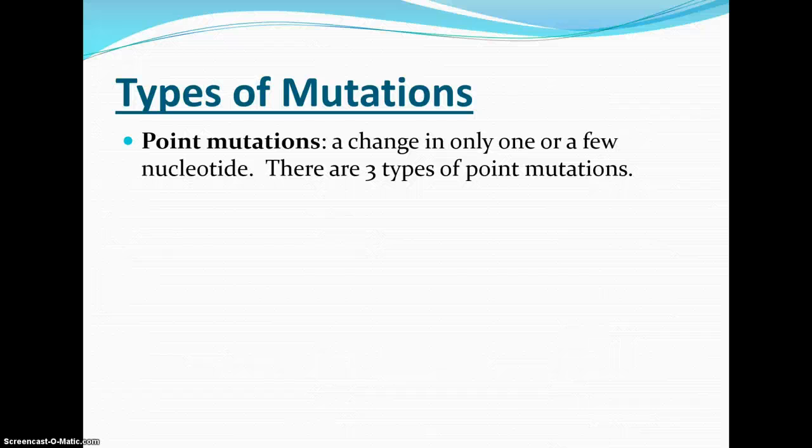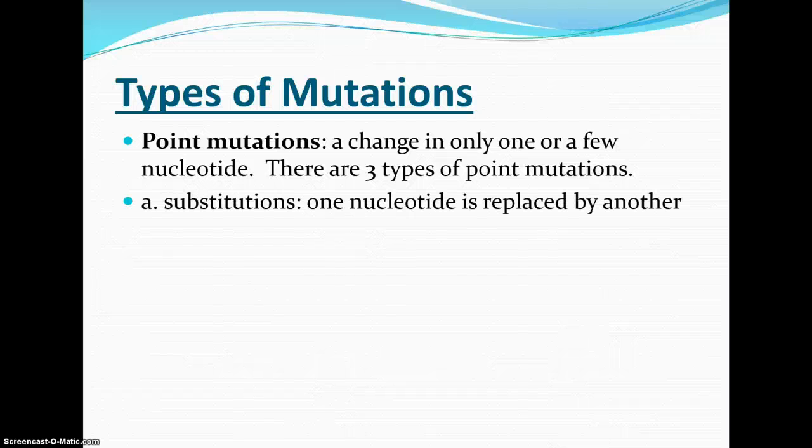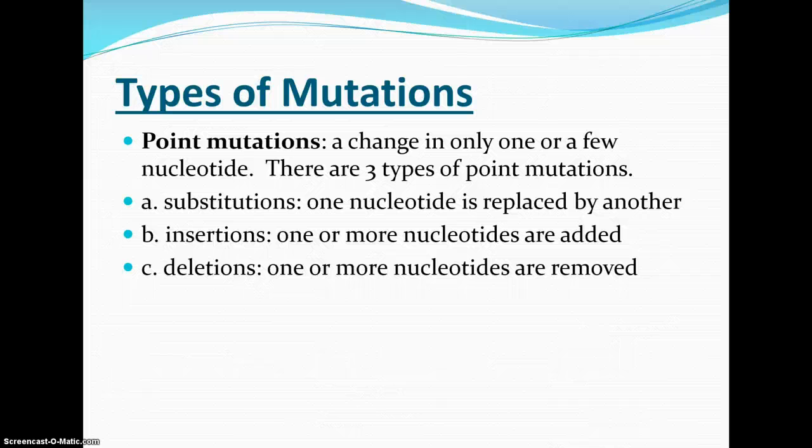First one we have is called a point mutation. This is a change in only one or a few nucleotides. There are 3 different types of point mutations, and we can go and talk about them. There are substitutions, where one nucleotide is replaced by another.